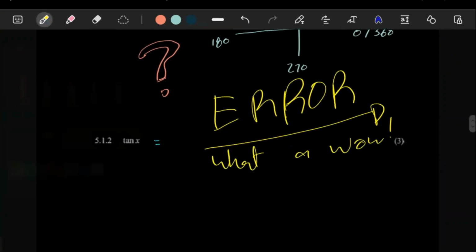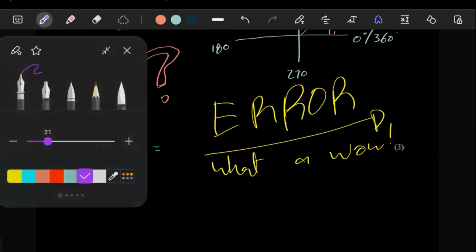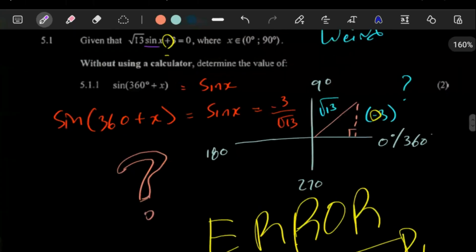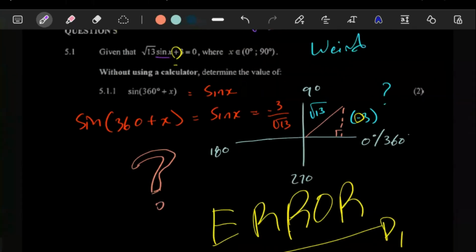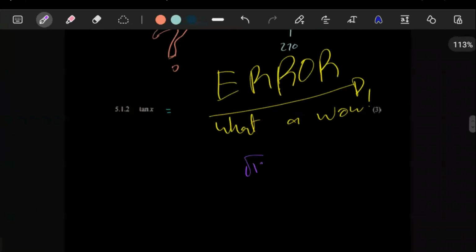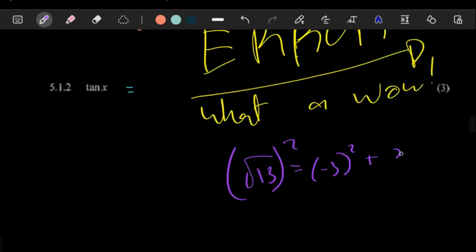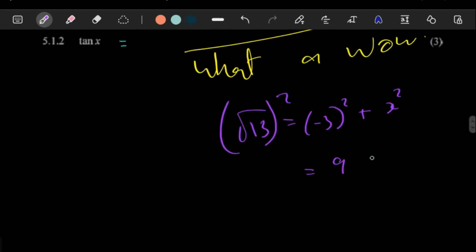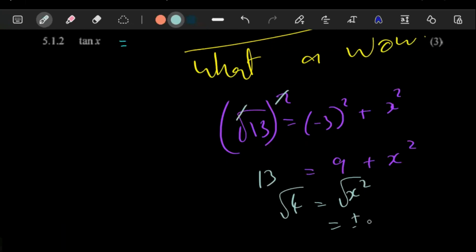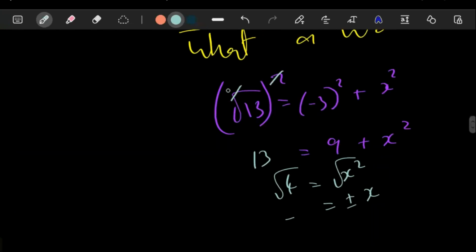Anyways, if we were to use these values just for the fun of it, it won't make any sense, but let's see. If you're going to get this value, you can use Pythagoras. Square root of 13 squared is equal to -3 squared plus x squared. Then here you'd still get a 9. This square root would cancel this square root, you'd have a 13 there. 13 minus 9 is 4. Square root both sides, x is plus or minus 2.